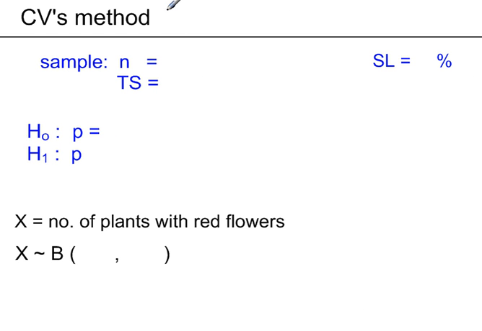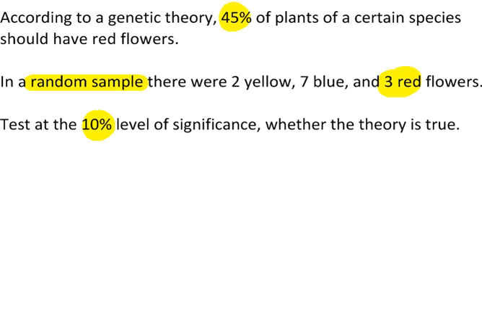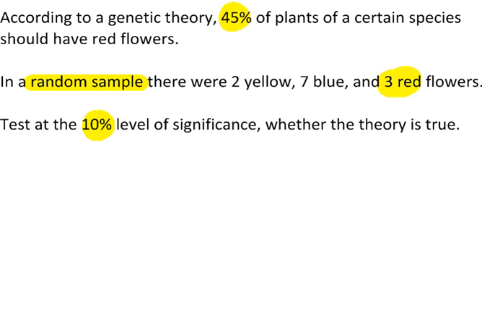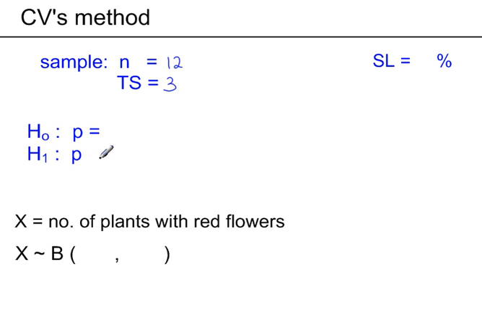Starting with the critical values method, the sample size is 12. The test statistic is 3. The proportion is 45%, so 0.45. And we're looking for a change. So the null hypothesis, the no change hypothesis, the proportion is 0.45. The alternative hypothesis is that there is a change.